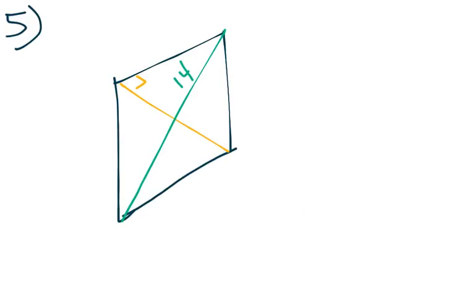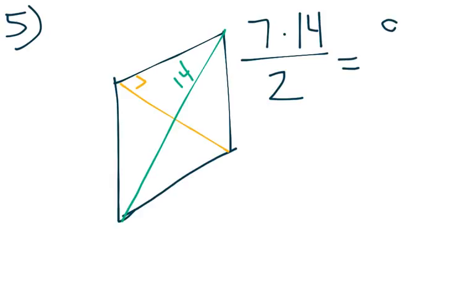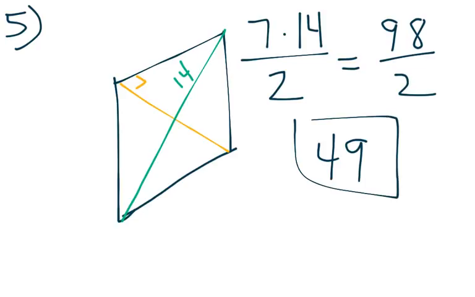For number 5, we have two diagonals. One is 7 in the yellow and one is 14. So we are going to do 7 times 14 divided by 2. And 7 times 14 is 98. Okay, and we are dividing that by 2. So 98 divided by 2 is 49. And that is the area of this rhombus.